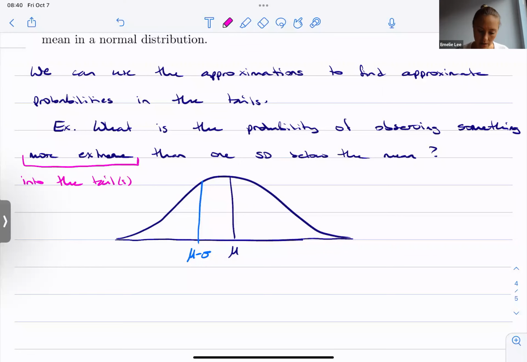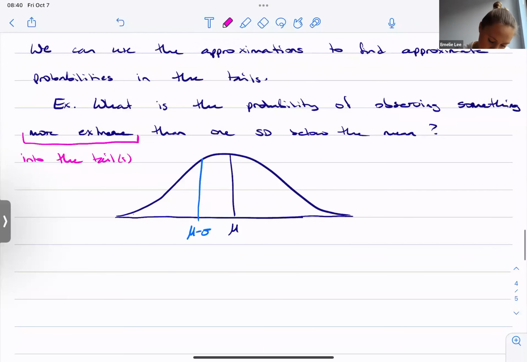Okay. So what we want to find is to approximate this area, right? Not using a table anymore, because mu minus sigma, if I move down 1 standard deviation, this would be a z-score of 1, right? So we're going to check our work using the z table. But first, let's use this approximation.